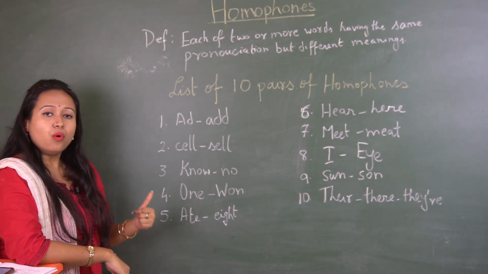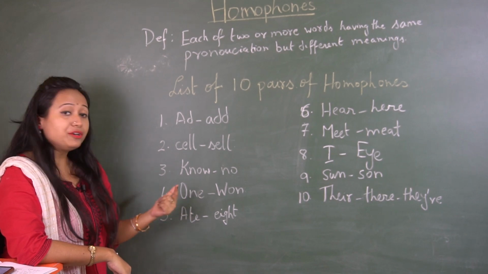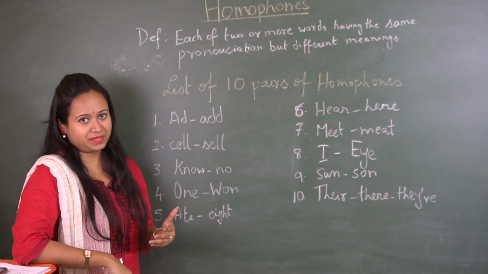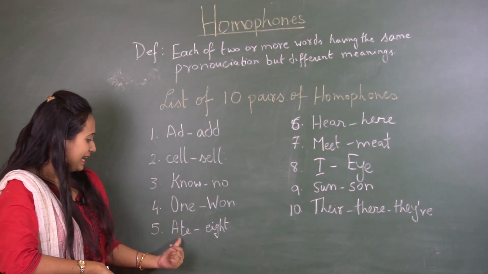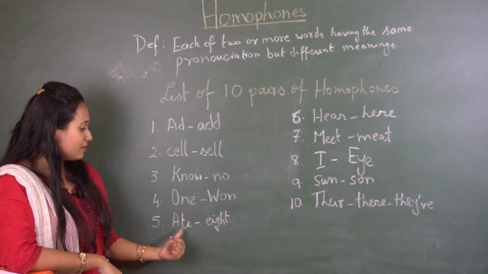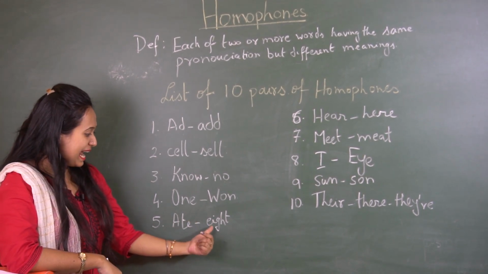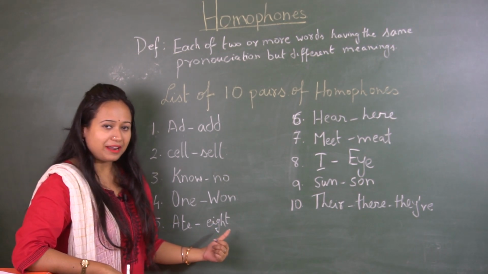Next, one, O-N-E, it is the particular numerical figure. Next, won, W-O-N, means to win something. Number 5, ate, A-T-E, you have already eaten something. It is the past form of eat. And eight, E-I-G-H-T, the numerical value.